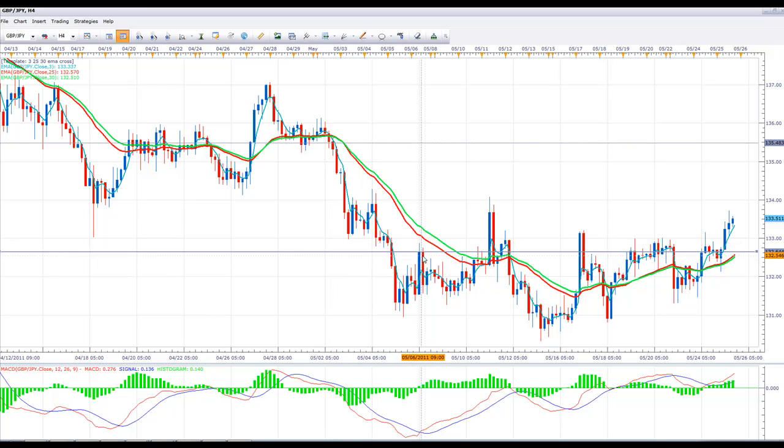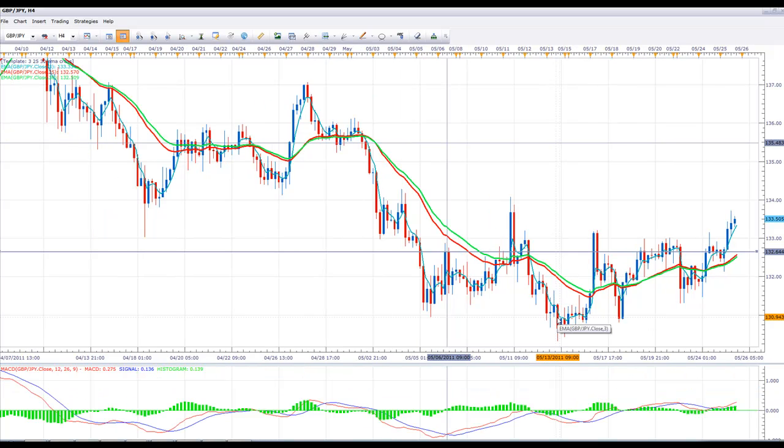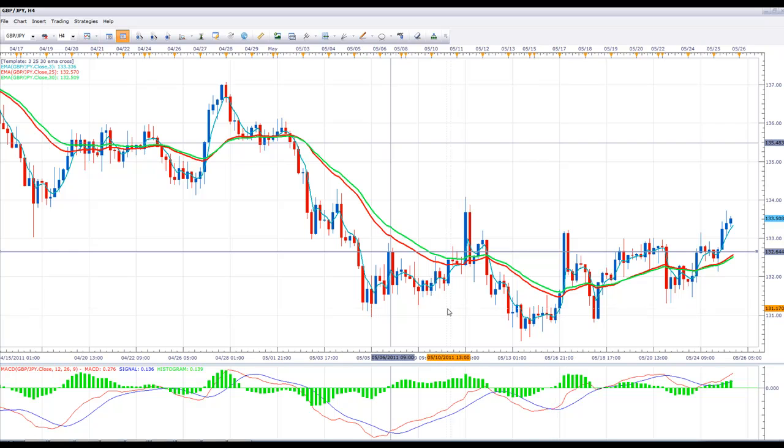So the third position would be left open as a runner. You could leave your stop at break even, and then if it ran down here to 131, you could capture some more pips if that was what you wanted to do. And sometimes the third position will run much farther.